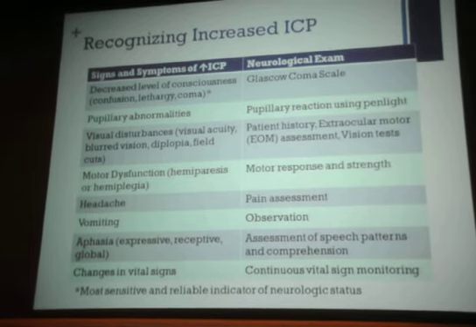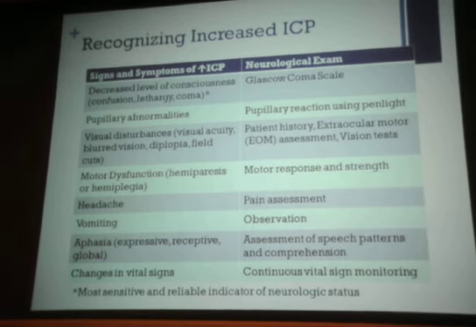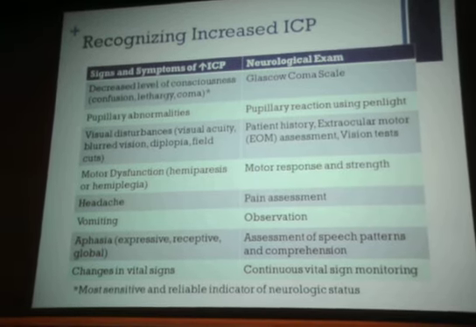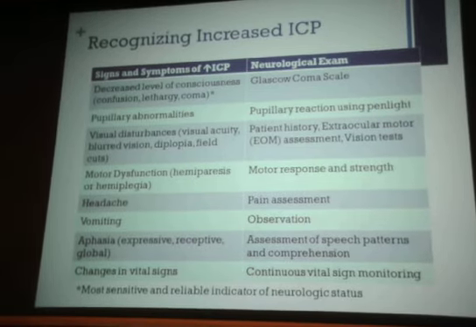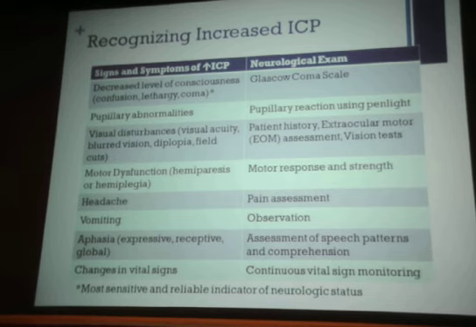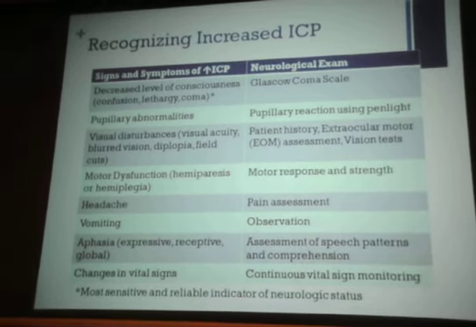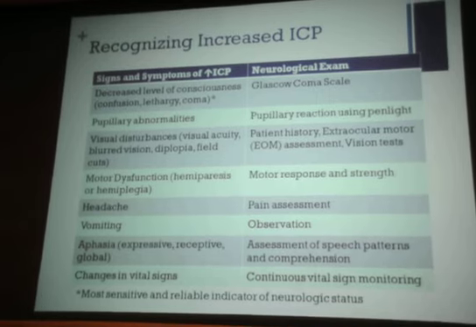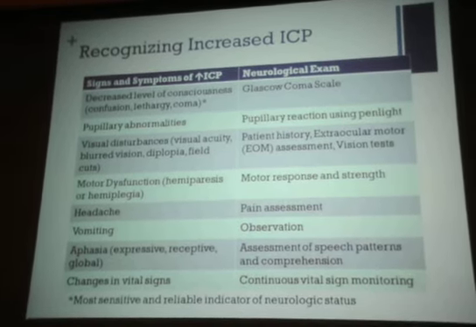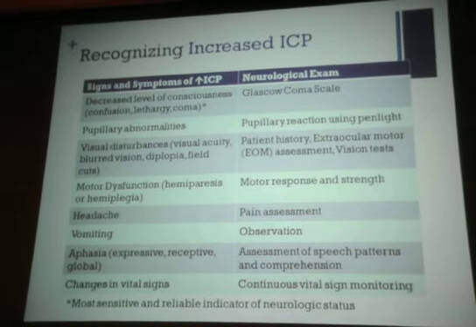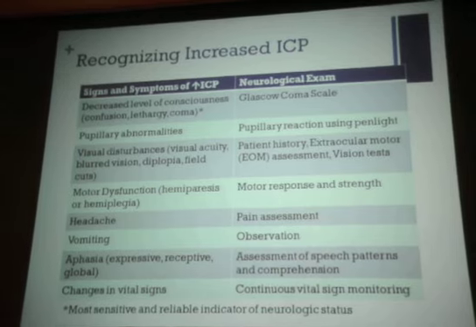Important to note, the most sensitive and reliable indicator of increased intracranial pressure is a decrease in level of consciousness, and this can present as confusion, lethargy, or coma. Often we use the Glasgow Coma Scale to quickly assess level of consciousness. For pupillary abnormalities, we use a penlight to check for changes in pupil size, equality, and reactivity. Pupils that are unequal, fixed, or dilated indicate compression of cranial nerve 3 and herniation of the brain.